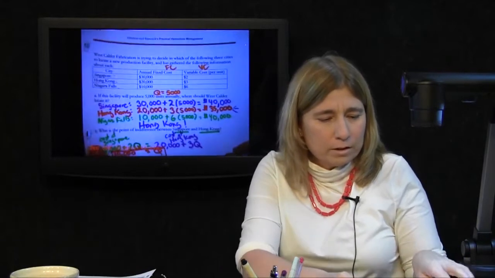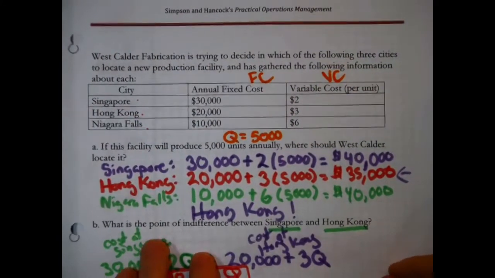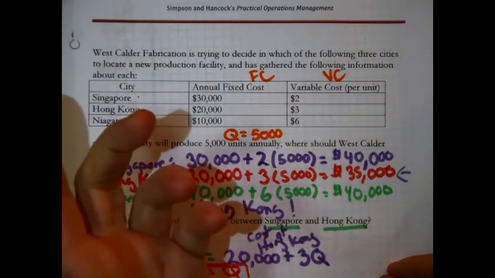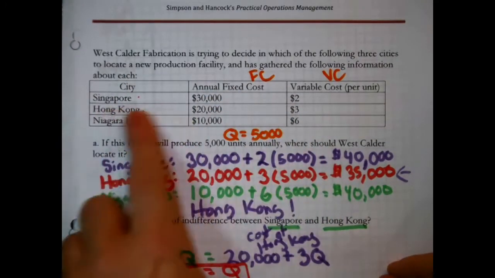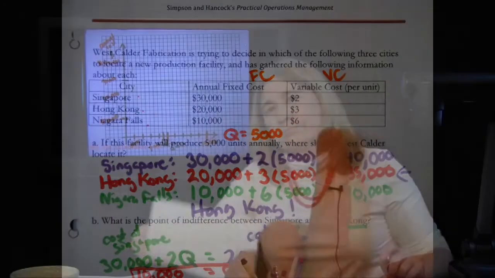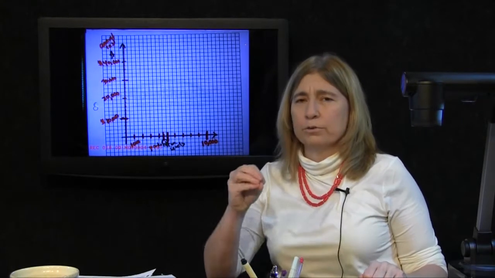Okay. Now, wait, look at the original data. The original data has linear variable costs. You say, yeah, okay. Oh, which means super easy. Each city is going to look like a straight line on this graph. Now, if I have found 2 points on a straight line, I have found the line.